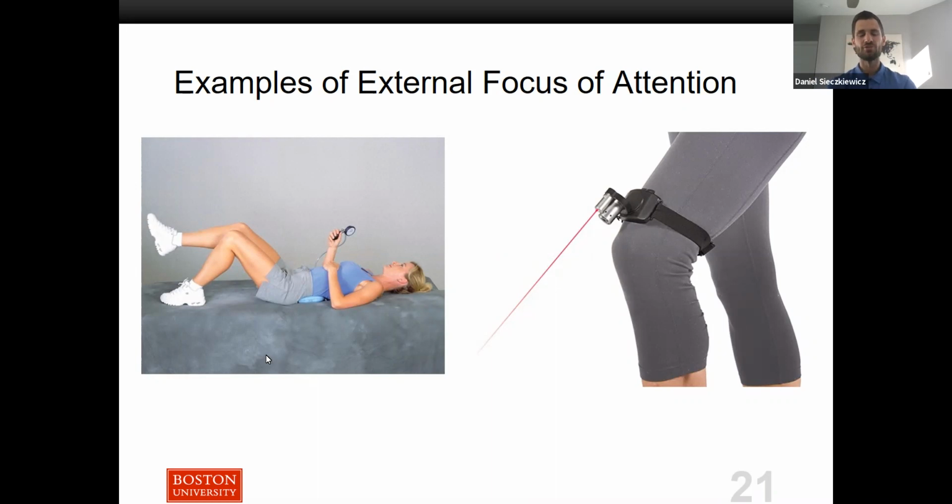All of those instructions are telling the patient how to do it, and it's all internally focused. We're telling them what to do with each individual body part. And that is going to have a negative impact on learning. We've told that patient exactly how to do that exercise, rather than allowing that patient to figure out how to do the exercise, which would have a positive impact on learning.